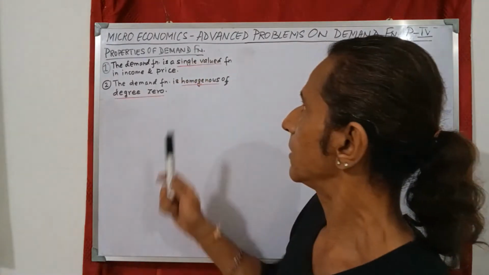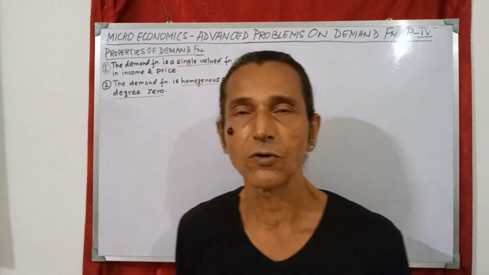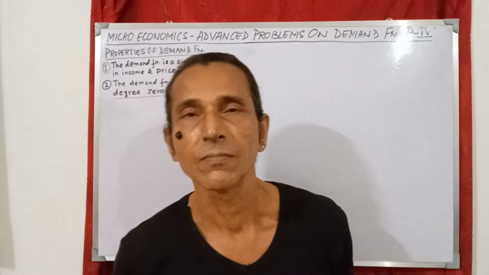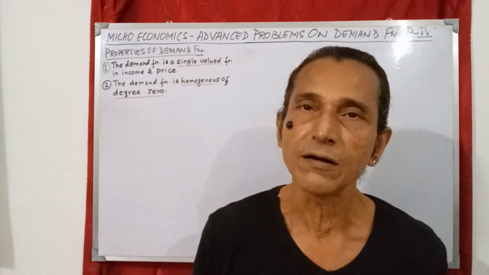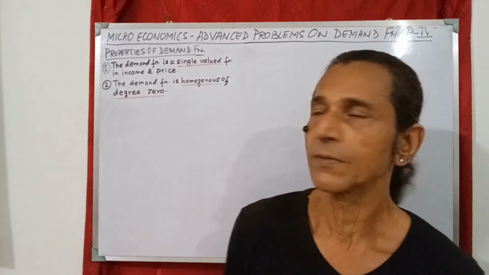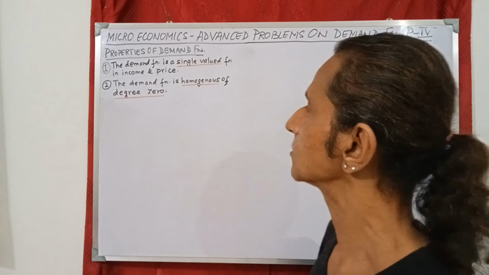Now what is meant by single valued function in income and price? This means for a given level of income and prices of the commodities, there will be only one value of quantity purchased by the consumer. And second property is the demand function is homogeneous of degree 0.